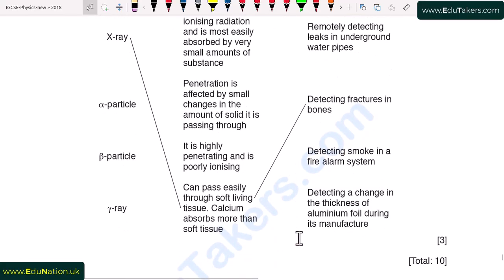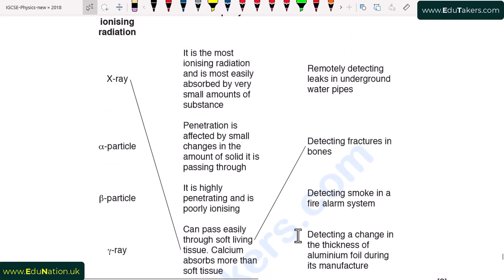So here we can see that X-rays can easily pass through soft living tissue. Calcium absorbs more than soft tissue. So X-rays have this property, and they can be used for detecting fractures in bone. Next, the first point is that it is the most ionizing radiation and it is most easily absorbed. So the most ionizing radiation is actually the alpha particle. Alpha particles have larger ionization than beta particles and gamma rays. So I draw a line here.